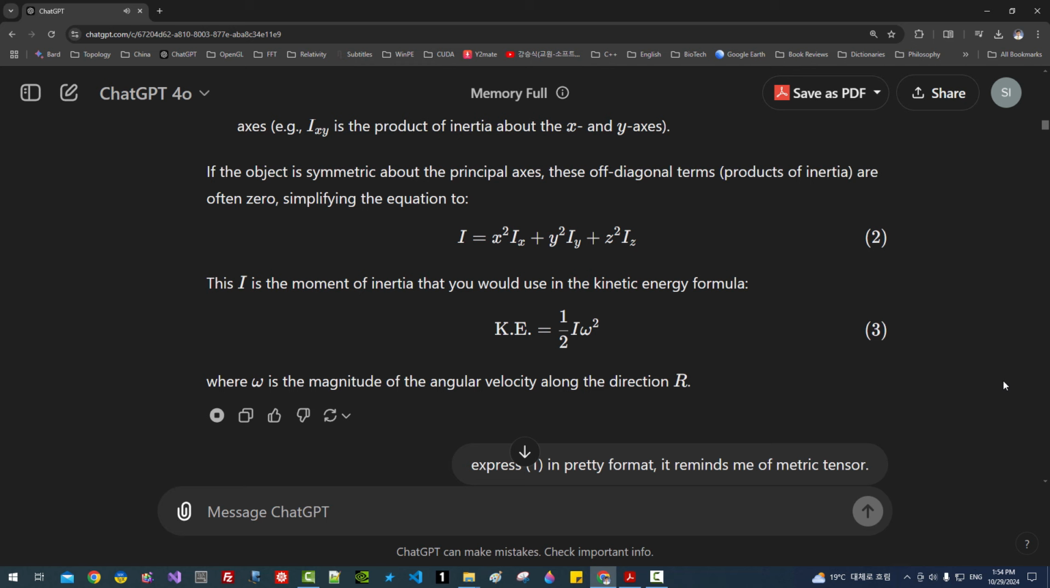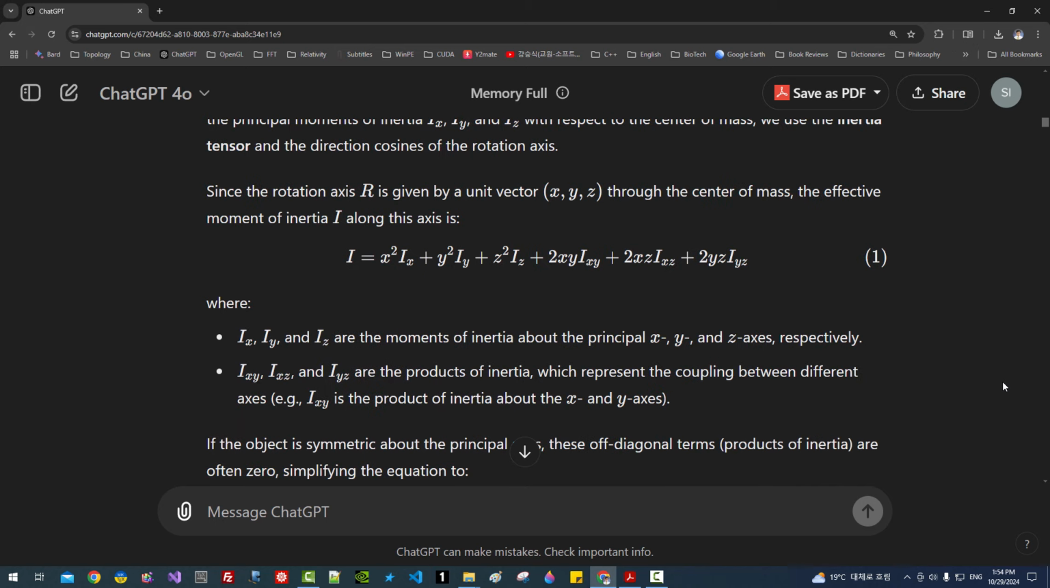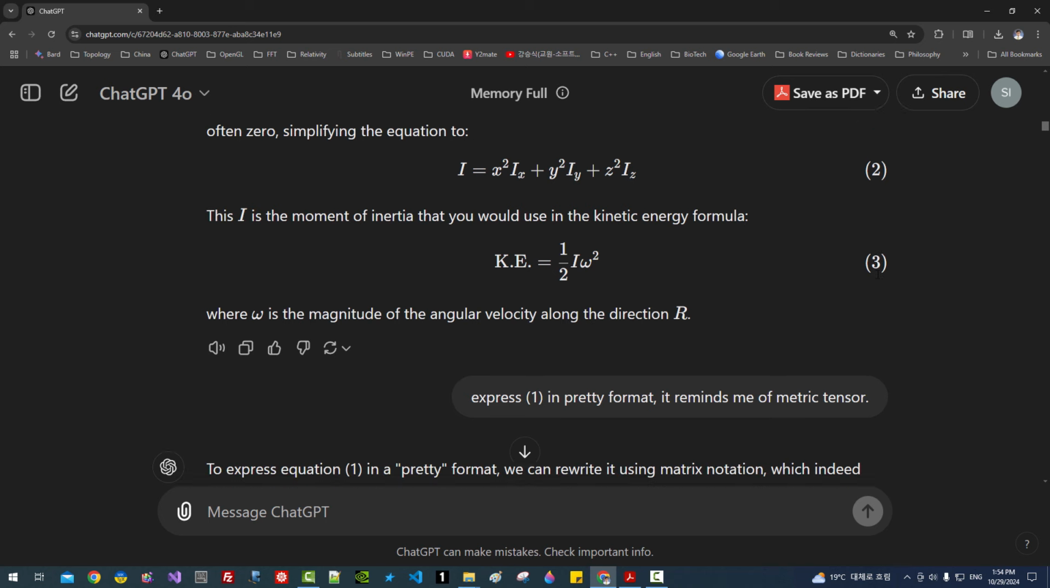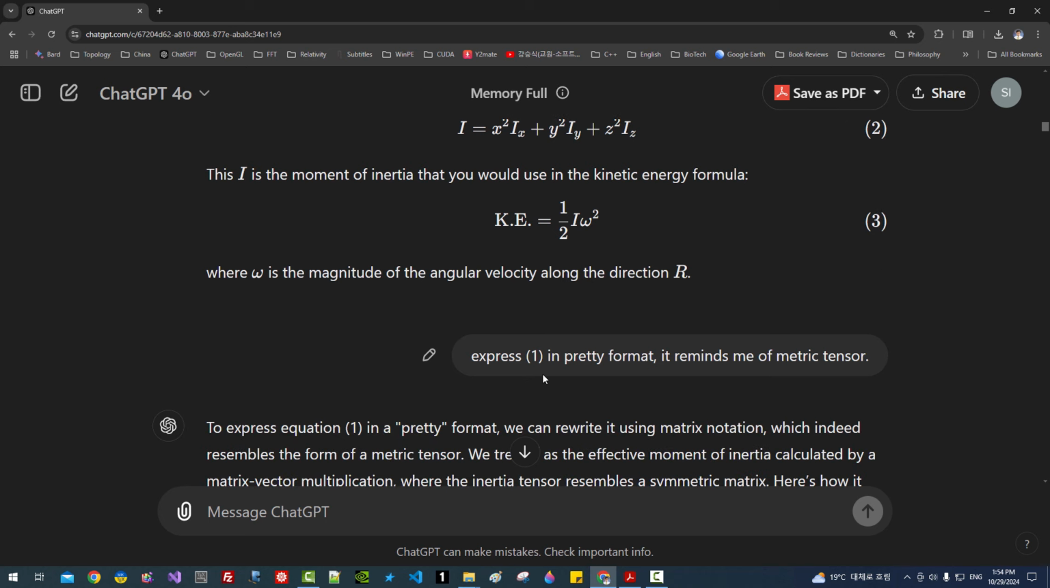KE = 1/2 I ω² (tag 3), where ω is the magnitude of the angular velocity along the direction r. Please take note. This is equation 1. I ask like this: express equation 1 in pretty format. It reminds me of a metric tensor.